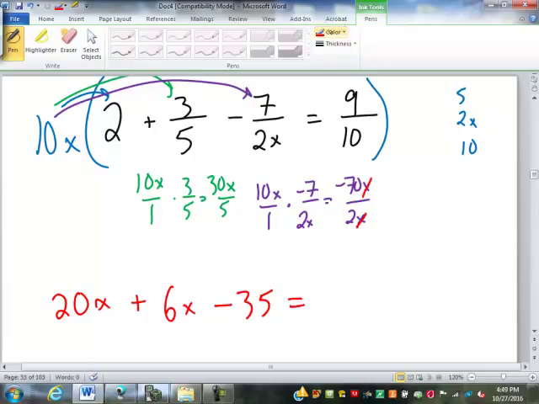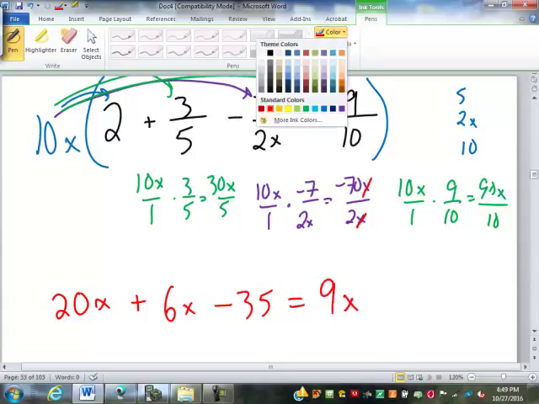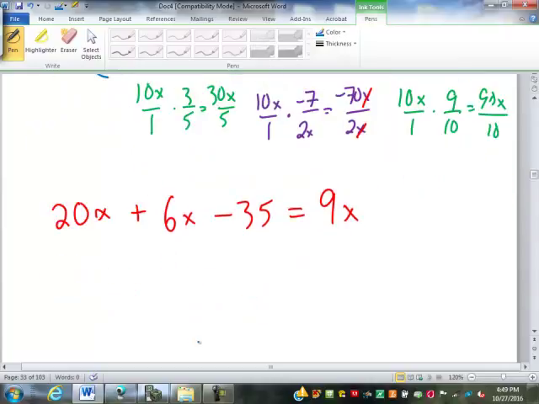Equals, on the other side there, 10x times 9 over 10. 10x over 1 times 9 over 10. 10x times 9 is 90x. 1 times 10 is 10. That divides out to be 9x. Good. So now we have 20x plus 6x minus 35 equals 9x.